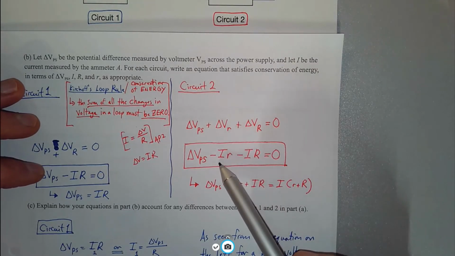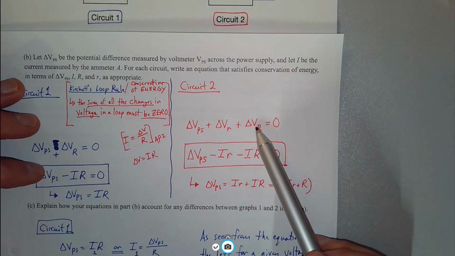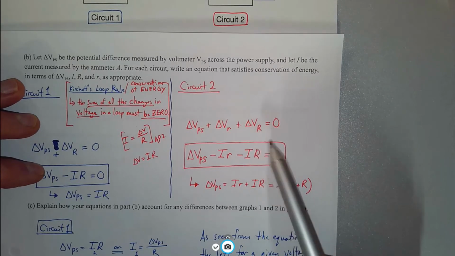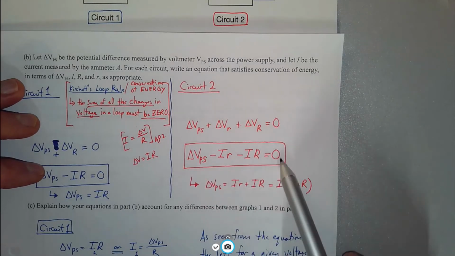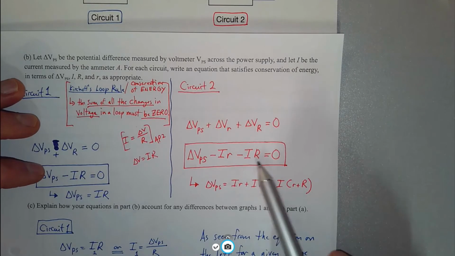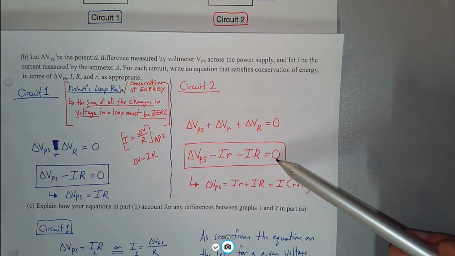the current through it, I, times its little resistance. And the voltage will drop again when it goes across resistor R, equivalent to the current through it times its resistance, so minus I times capital R. And this expression, when you add up all three of those terms, has to be equal to 0. So here's the equation that satisfies conservation of energy for circuit 2.